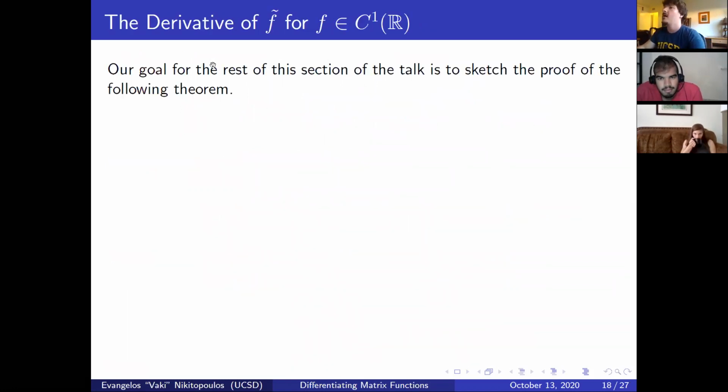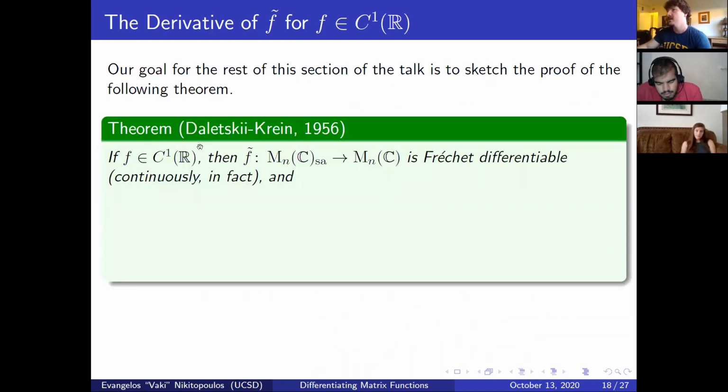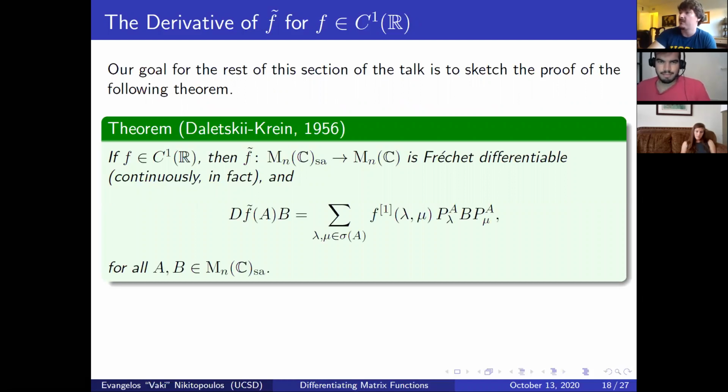So here it is. The goal of the rest of this section is to talk through a sketch of the proof of this. This is a theorem of Daletsky and Krein from 1956, and I'll talk a little more about that paper in a sec. If f is in C1, so it's a continuously differentiable function from R to C, then f tilde, the matrix function, is Fréchet differentiable. It's actually continuously Fréchet differentiable, but we'll just ignore that. And the formula for the derivative is what it should be: this double sum of the first divided difference of f, times P lambda A, B, P mu A.